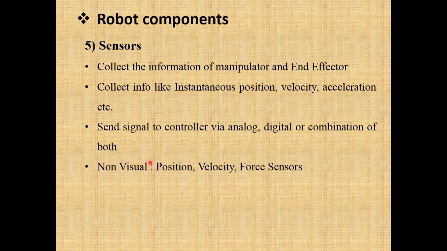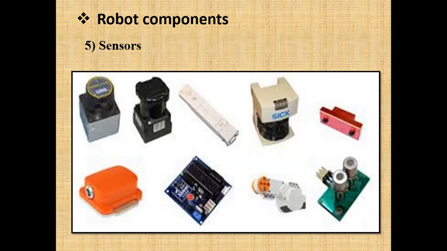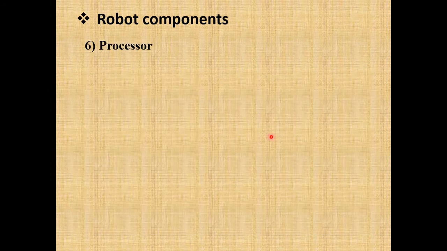Two types of sensors are there: non-visual sensors and visual sensors. In case of the non-visual sensors, there are position, velocity and force sensors, and in case of the visual sensors, there are TV cameras. These are the different types of sensors, as you can see in the figure over here.